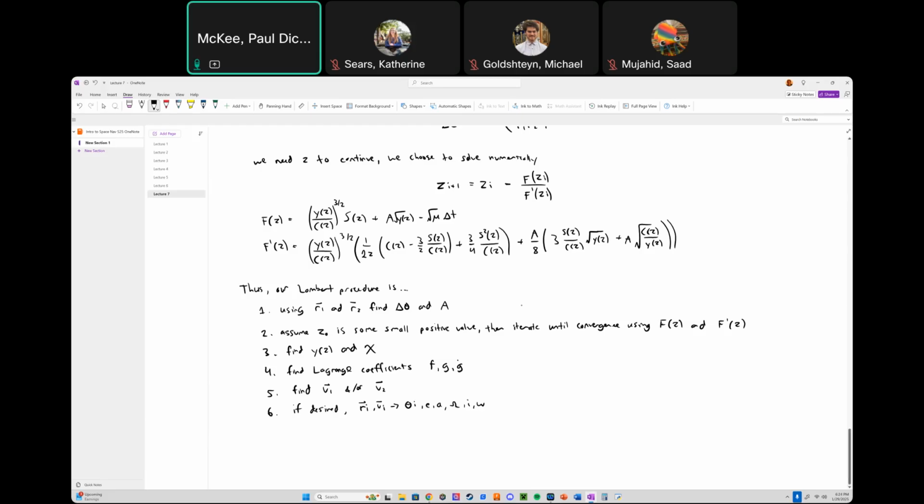So we've demonstrated that with Gibbs, 3 positions gives us a velocity. And we've demonstrated that with Lambert, 2 positions and a time of flight gives us velocity.